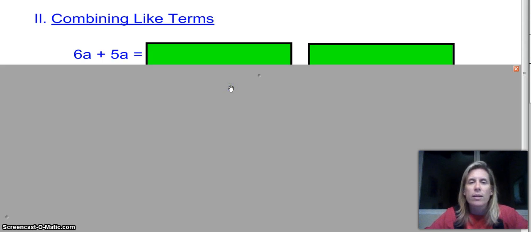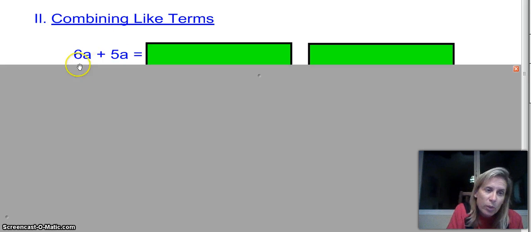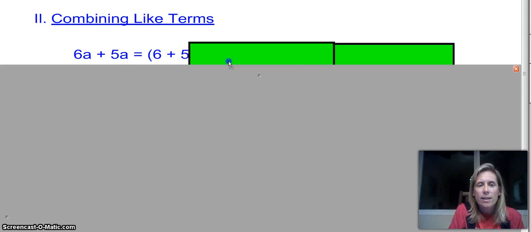Let's try that with this. We have 6a plus 5a. There's a way we can expand 6a plus 5a, because what are both terms? Variables? A. So we have 6 times a plus 5 times a. We can expand that as 6 plus 5 times a.